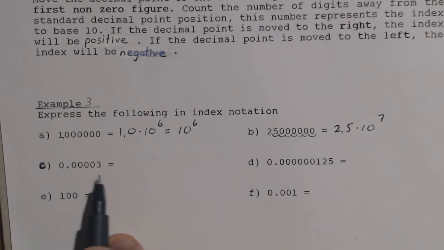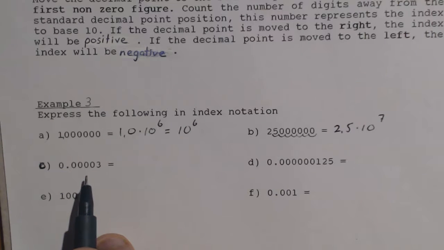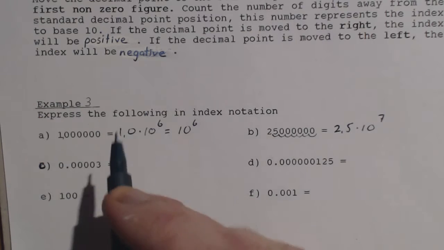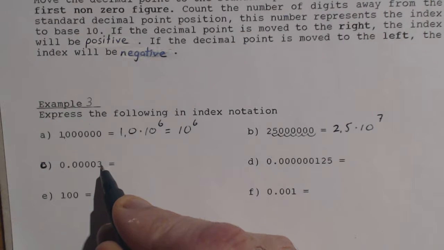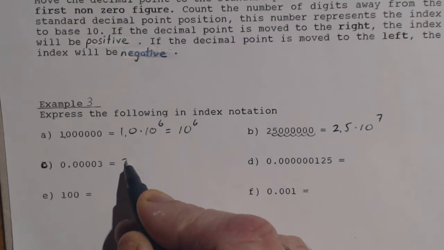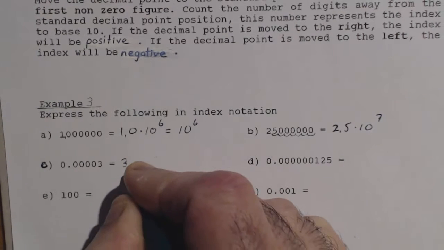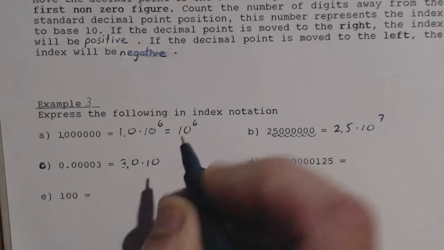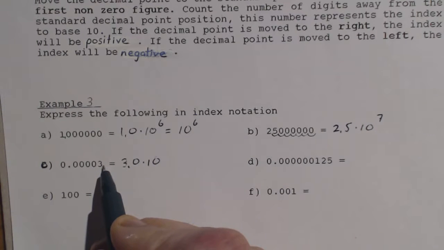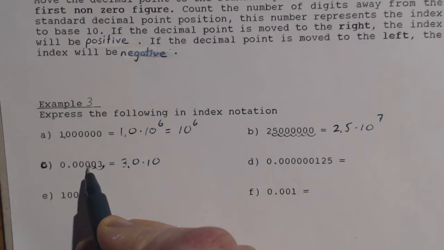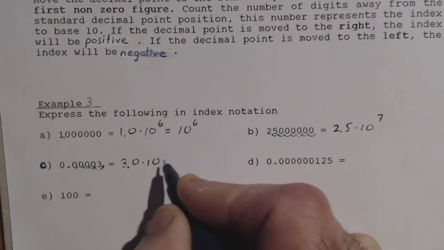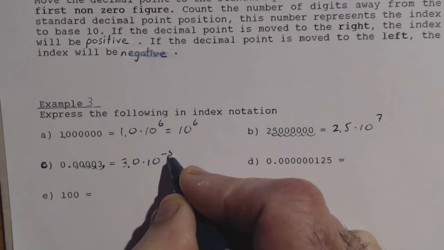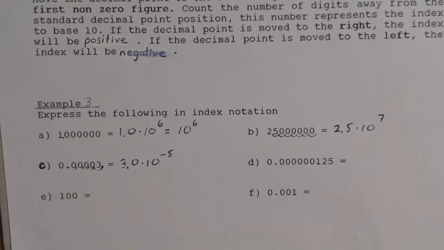Now let's have a look at part C here. This is a small number, so we would expect to have a negative index. That makes sense. There is the first non-zero figure, it's 3, so we write 3.0 times 10. Now there's the standard position of our decimal point. We have to move to the left. 1, 2, 3, 4, 5. Because we move to the left, the power will be negative 5.